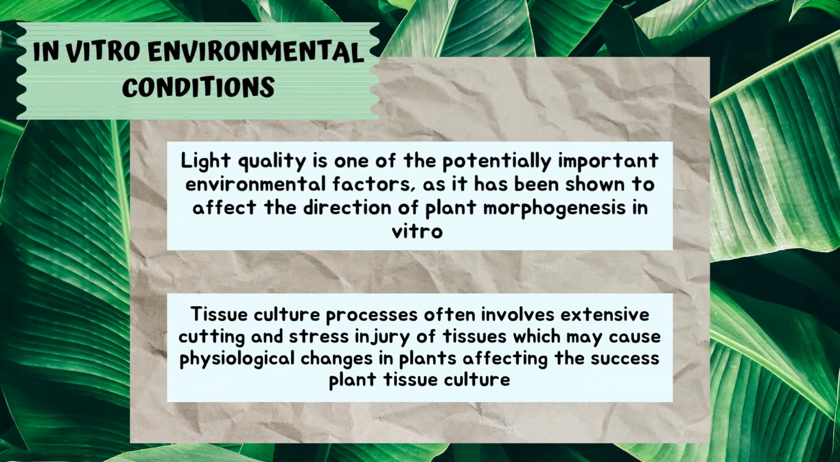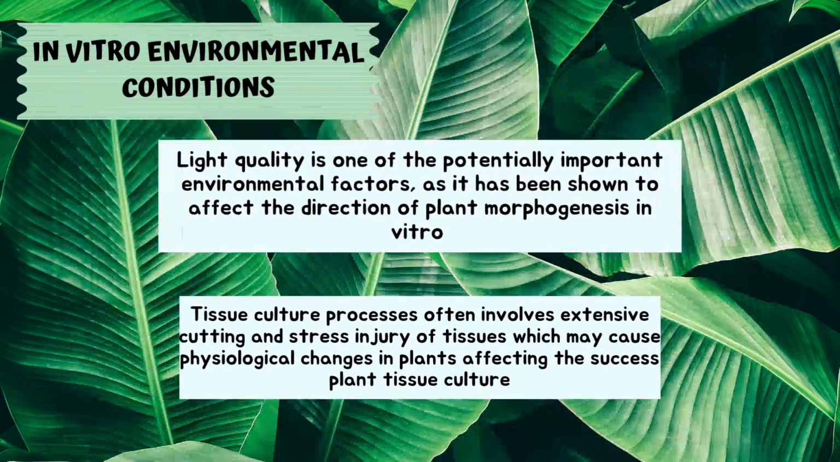The last one is in vitro environmental condition. Light quality is one of the potentially important environmental factors, as it has been shown to affect the direction of plant morphogenesis in vitro, and it also plays a role in choosing between the gametophytic and sporophytic pathway. Tissue culture processes often involve extensive cutting and stress injury of tissues, which may cause physiological changes in plants affecting the success of plant tissue culture.